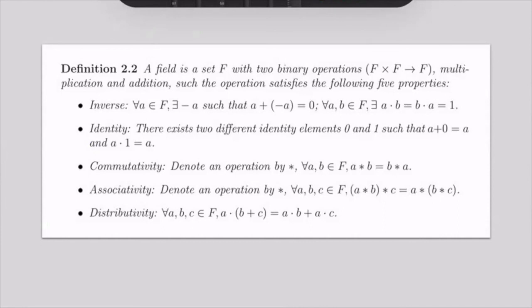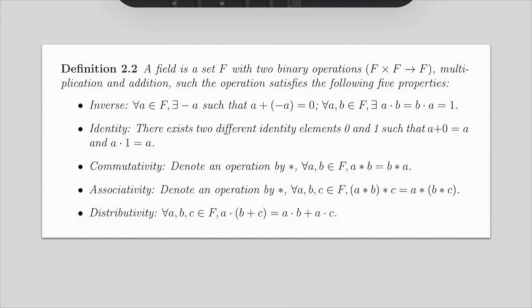And a field is defined with multiplication and addition, which satisfy the following 5 properties. The first one is the inverse. So for addition, we have a plus minus a equal to the identity element of 0. Identity element meaning that if we do an operation on the identity element and one random element from the set, we're going to get the same thing. For multiplication, the identity element is 1. And the inverse will be a times b is equal to b times a is equal to 1. So we're going to find a and b in the set F.